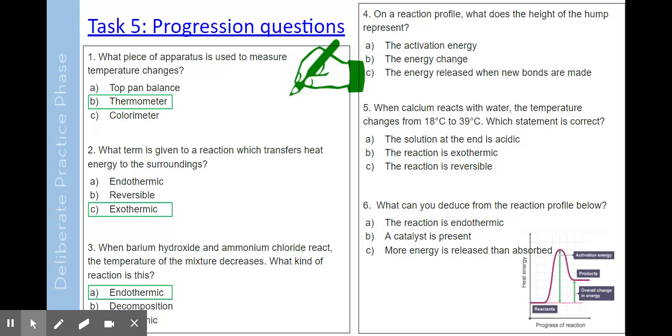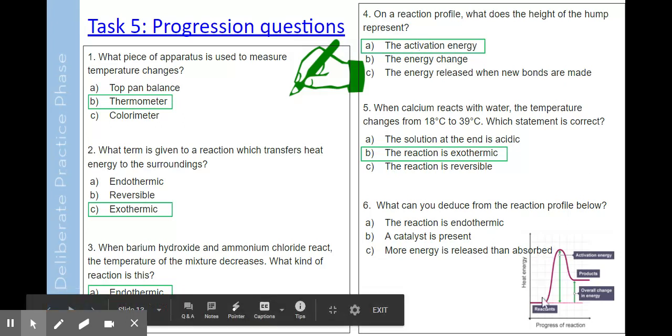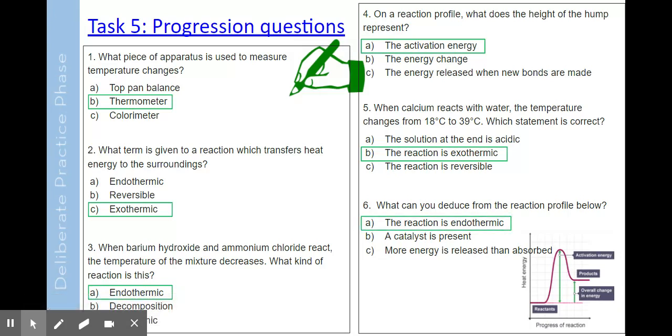On a reaction profile, the height of the hump shows the activation energy. When calcium reacts with water, the temperature changes from 18 to 39 degrees. Wow, that's a big temperature rise. Which statement is correct? Well, if it's an increase in temperature, it must be an exothermic reaction. Now, what can you deduce? What can you work out from the reaction profile? Well, I can see my reactants are lower than my products, which means it must be an endothermic reaction. Well done if you got that one correct.